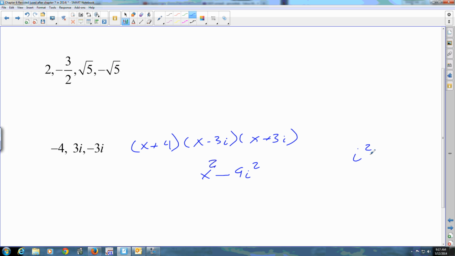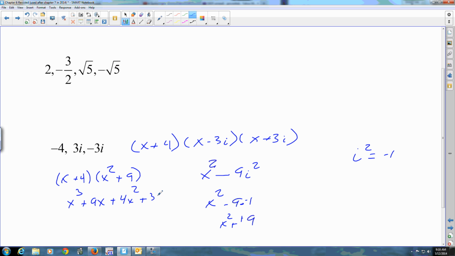And you guys need to remember i squared is negative 1. So that's x squared minus 9 times negative 1. So that's x squared minus a negative 9. So it's x squared plus 9 times x plus 4. So now you just FOIL it. So x cubed plus 9x plus 4x squared plus 36. And then all you have to do is just rearrange the order. Plus 9x plus 36. So there's the connection between zeros and factors and how you get the polynomials.